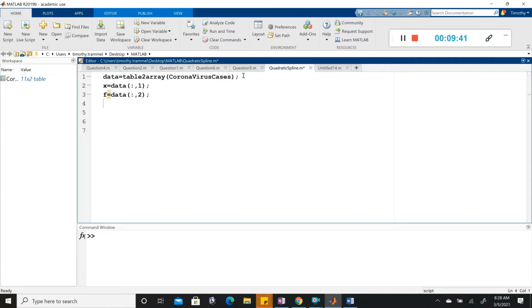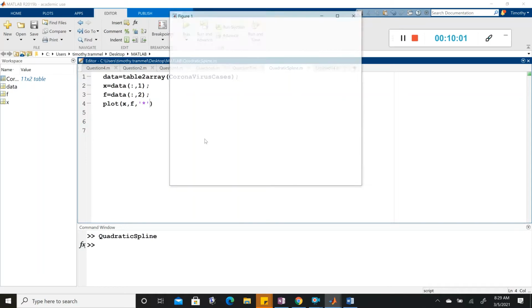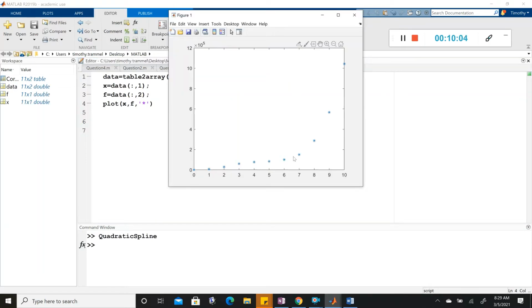Let's just give this a plot, because like usual, we're going to want to check our work when we're done. So let's just get x comma f, and make sure that this is running right now without any issues. I'm going to go to editor and hit run. Okay, looks great. Our goal here is to connect every single one of these points with a quadratic, and hopefully it'll give us a smooth looking curve through this data.